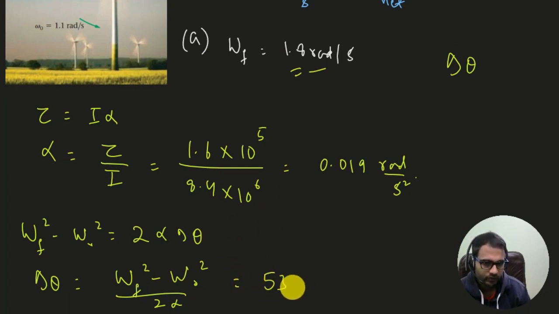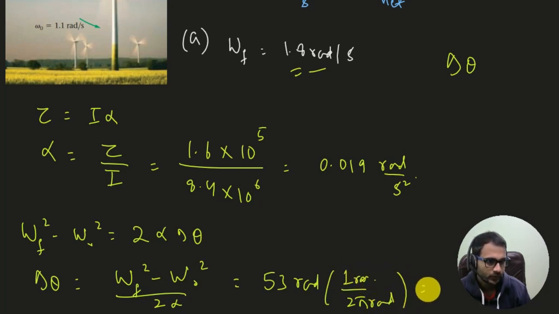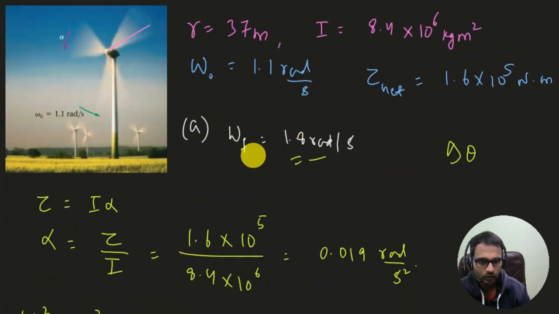We'll get delta theta to be approximately 53 radians. Now you can convert radians into rotations. We know that in 2 pi radian we have 1 revolution. So this would be equal to 8.4 revolutions. So the blades turned this many rotations to obtain a speed of 1.8 radian per second. So this is the answer for the A part.